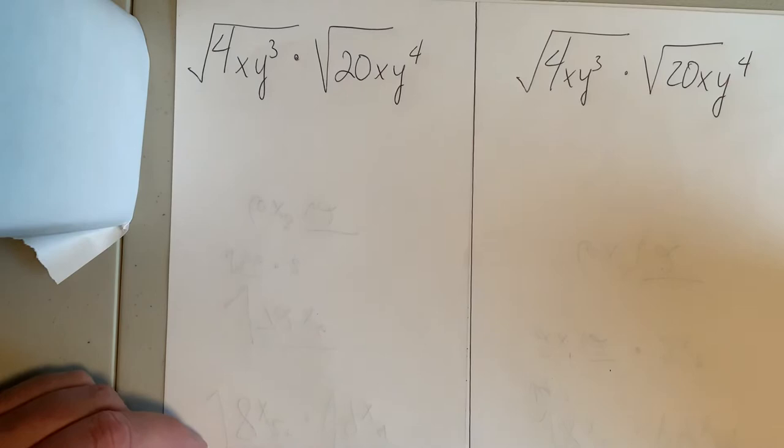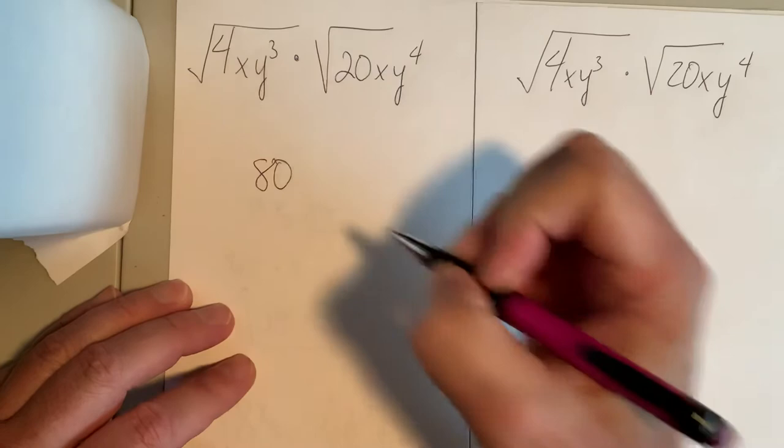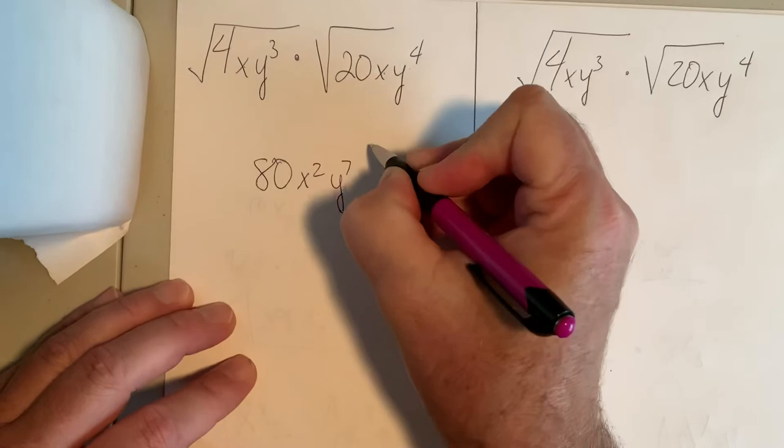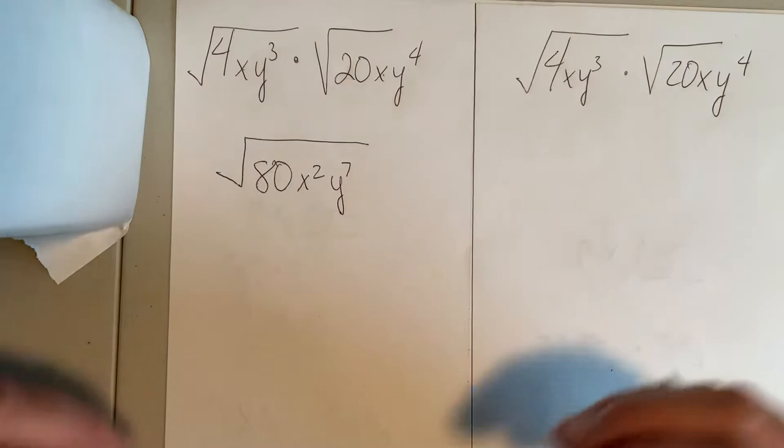All right, here we go. 4 times 20, 80. X times x, x squared. Y to the third times y to the fourth, y to the seventh. And everything is underneath that radical sign, everything. Now, try to break it down, try to put it in simplest form, all right?